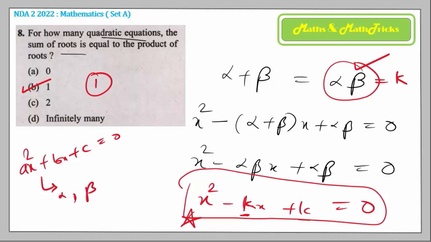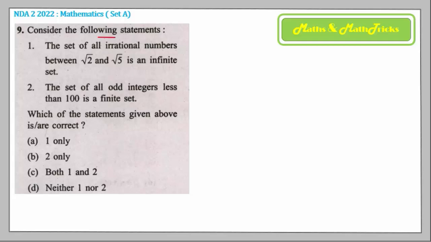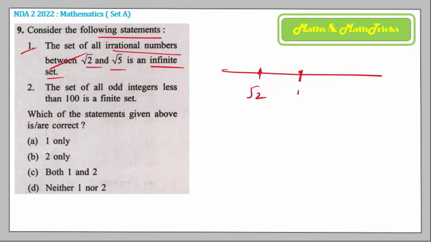Coming on to the next question, number 9. Consider the following statements. Statement number 1: the set of all irrational numbers between root 2 and root 5 is an infinite set. Yes. How many irrational numbers? See, between two real numbers on the number line there exist infinitely many real numbers. So now your numbers are root 2 and root 5. Between every two real numbers there are infinitely many real numbers.